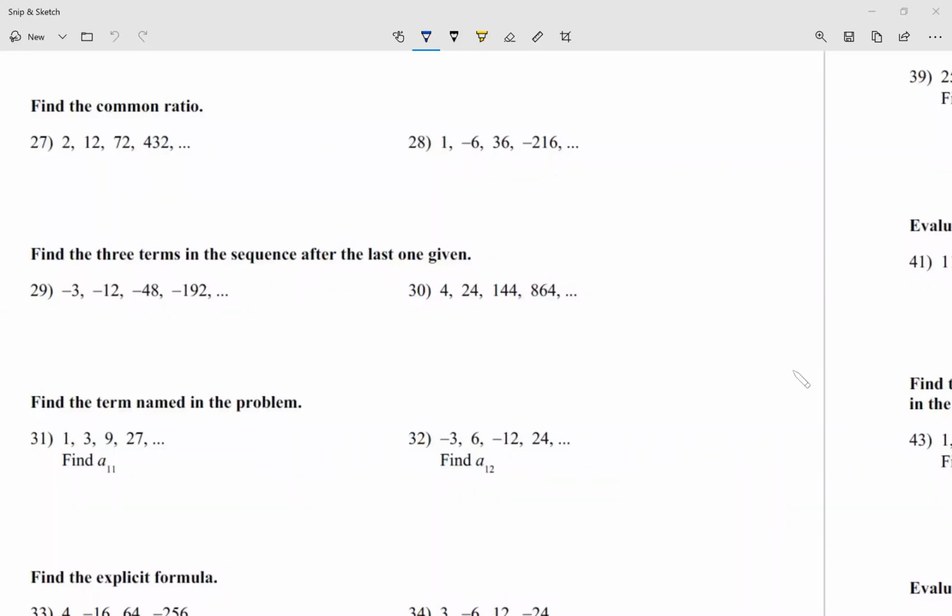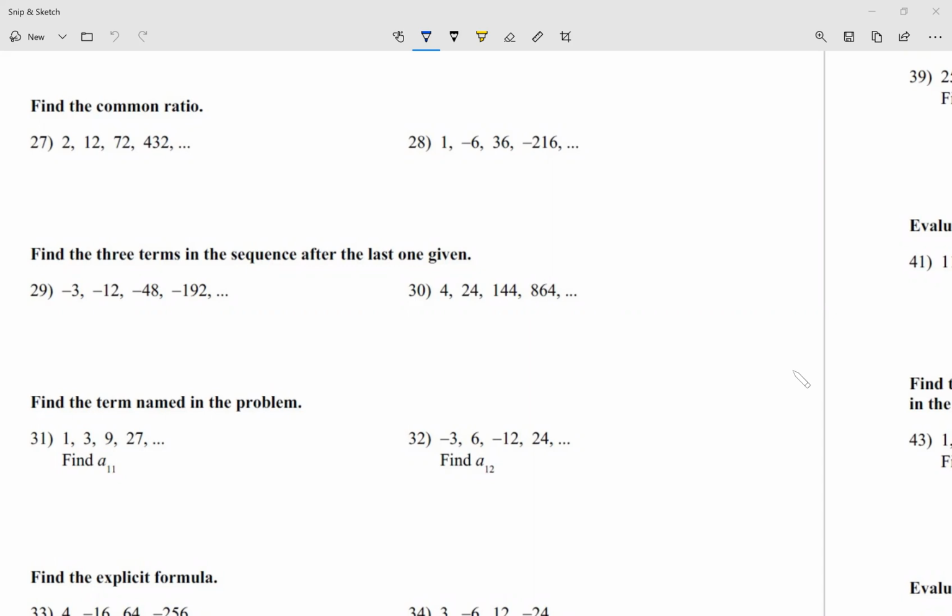Okay, so this week we're going to start with questions 27 through 32. We're going to be looking at geometric sequences. Last week we talked about arithmetic sequences. Arithmetic was where I kept on adding or subtracting the same thing over and over. Now for geometric sequences, we're going to keep the same idea, but this time, I'm going to multiply.